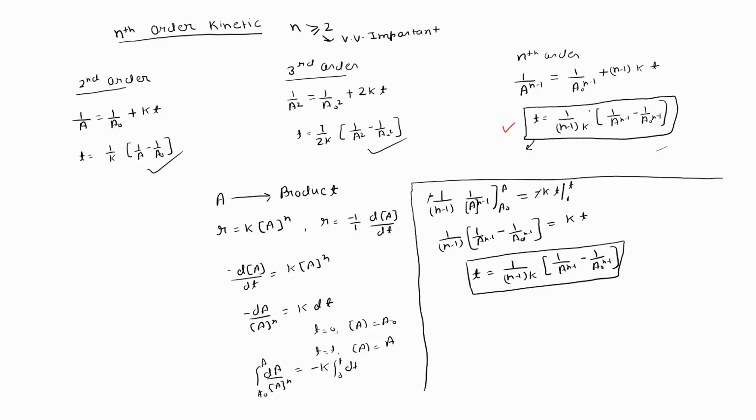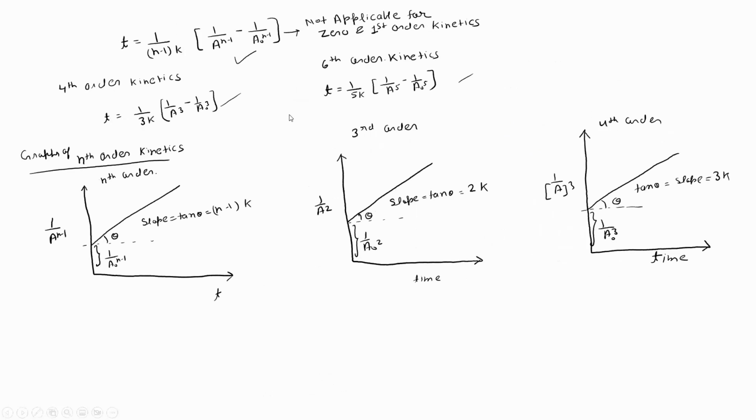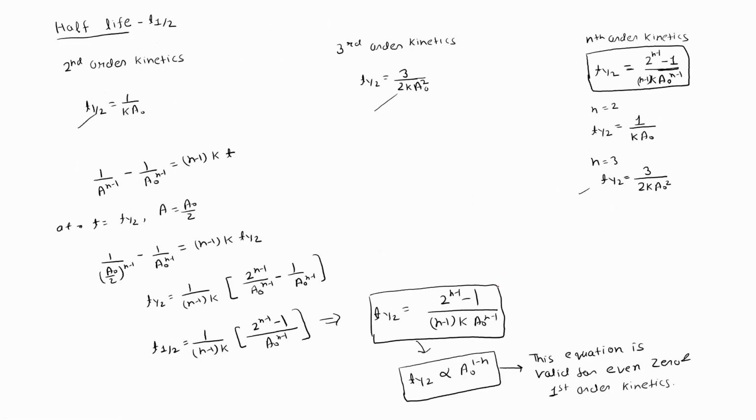Then we solved for the half-life of nth order kinetics, and for nth order kinetics the half-life comes out to be T half is equal to 2 to the power n minus 1 divided by (n minus 1) k into a naught to the power n minus 1. And we have said the rate law for nth order kinetics and the T half equation is only valid for n greater than or equal to 2.